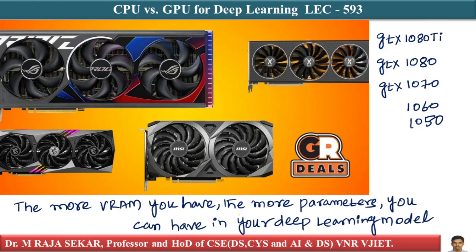These are some of the more popular ones. Just go to amazon.com and amazon.in and check the price. Your GPU is not cheap, that's important. But if you have the financial resources, it's a good investment to buy if you are planning to do deep learning for the next 3 to 4 years.